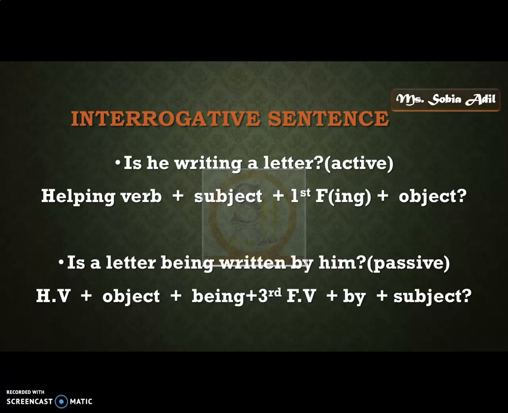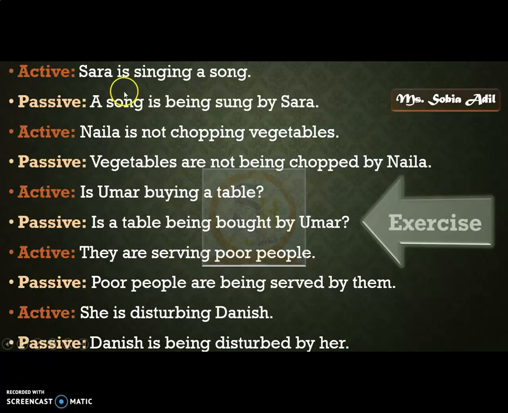So this was all about today's lecture, students. Let me give you an exercise for practice. You can practice this exercise at home. Let me read it for you. The active is Sarah is singing a song. Passive is a song is being sung by Sarah. Next one, active: Naila is not chopping vegetables. Passive is vegetables are not being chopped by Naila.